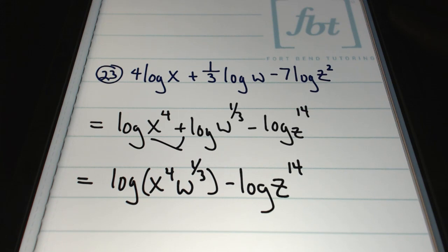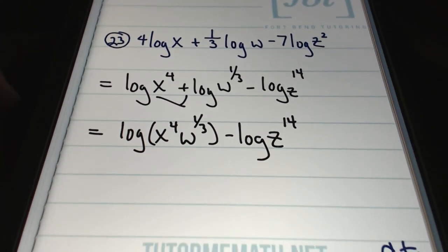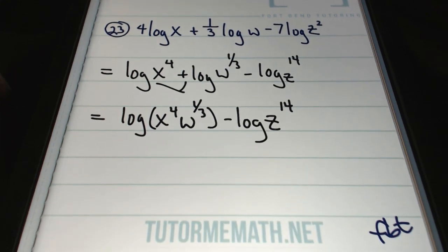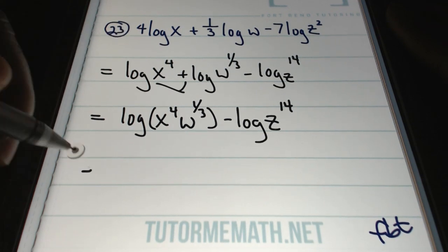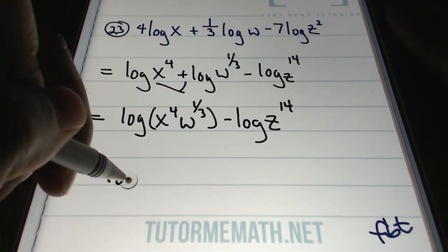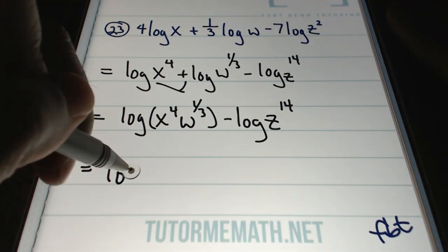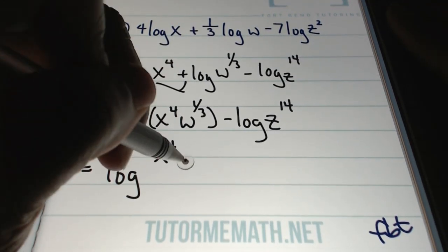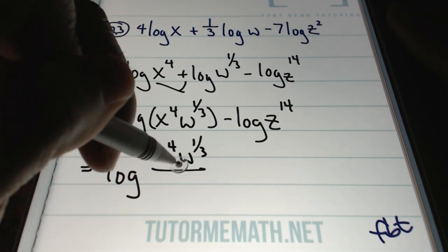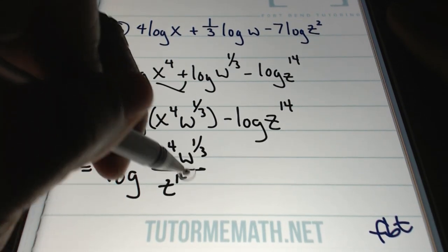Here we go. So we end up with log of the argument x to the 4th power, w to the 1/3 power, minus log z to the 14th power. Okay. And now what we'll do is, because we have subtraction between these 2 logarithms, we can now show a quotient. We'll have log of x to the 4th power, w to the 1/3 power, divided by z to the 14th power.